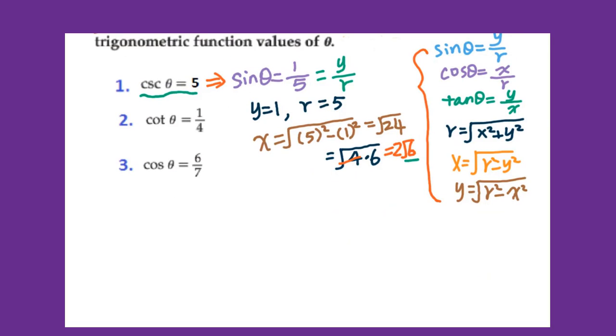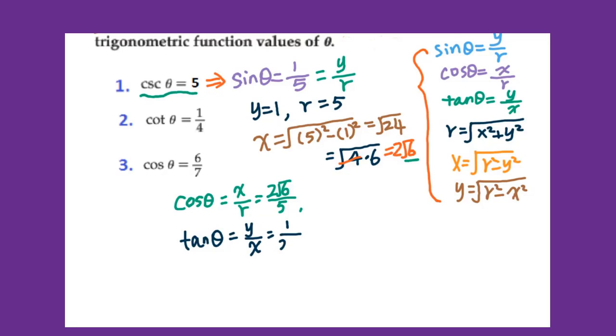Now we can use x, y, and r to figure out the other 2 major trig functions. Therefore, for cosine theta equals x over r, that means 2 square root of 6 over 5. Then for tangent theta equals y over x, means 1 over 2 square root of 6.